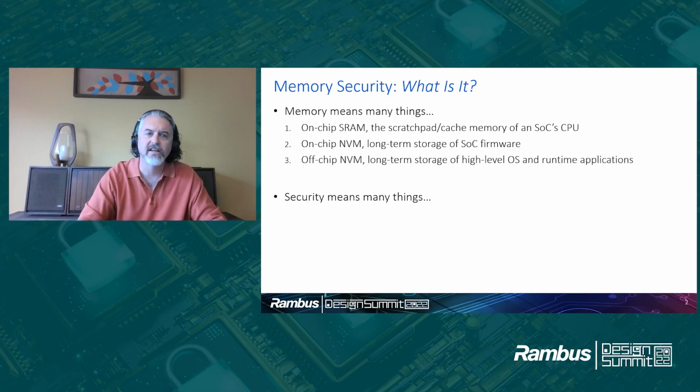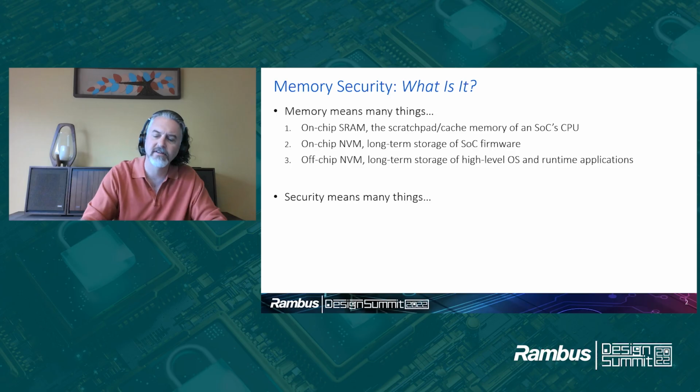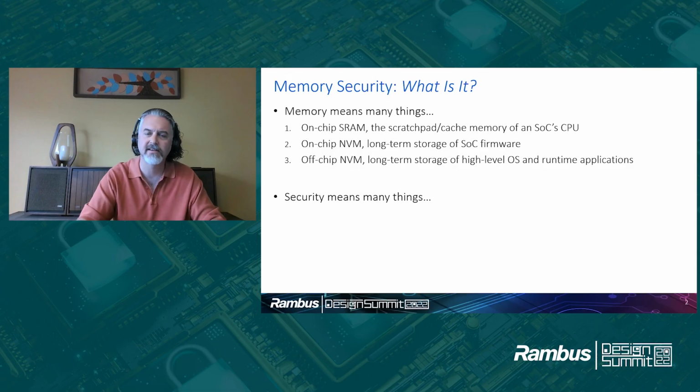The third one is off-chip non-volatile memory. This is long-term storage of high-level OS runtime applications, relatively large amounts of data on the order of hundreds of megabytes, gigabytes that are necessary for execution of the system application as it's running. So not something that is feasibly stored in a long-term sense on chip. It is stored off chip, and of course, when it's off chip, it has different security considerations than something that is on chip.